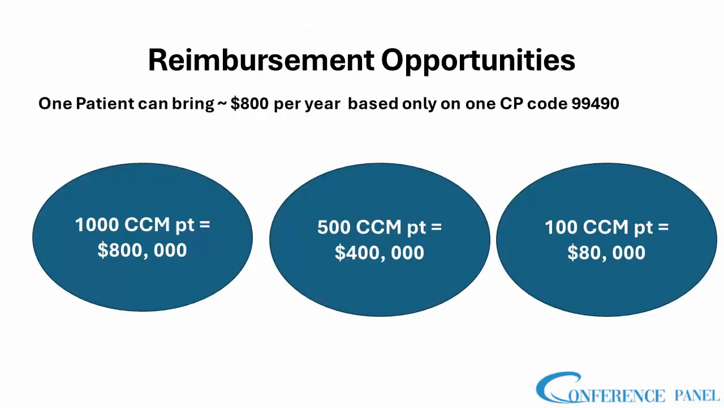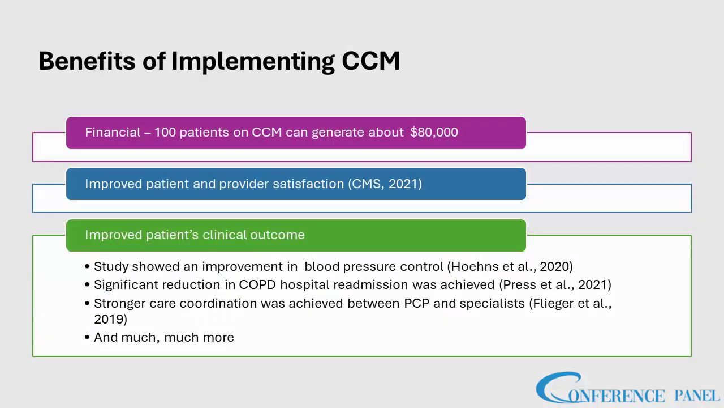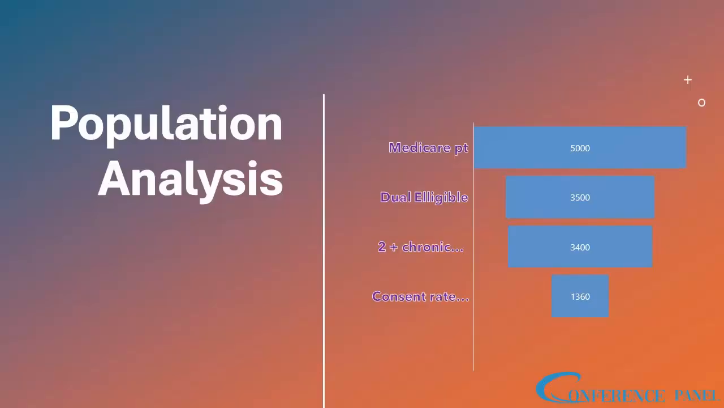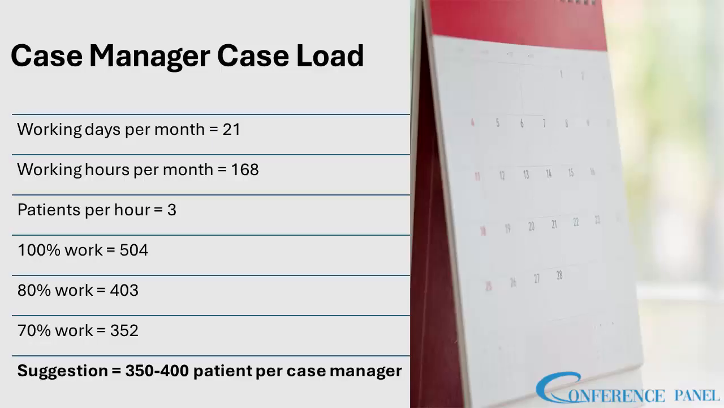So reimbursement opportunities, if we're talking just CCM and only one code, 99490, which is 20 minutes, the financial benefits: 100 patients on CCM can generate about $80,000. So how can we make this happen? Let's say you want to make this happen in your office or in your practice. Well, number one, you need to think about your population analysis. If we focus on Medicare patients, caseload should be about 350 to 400 patients.